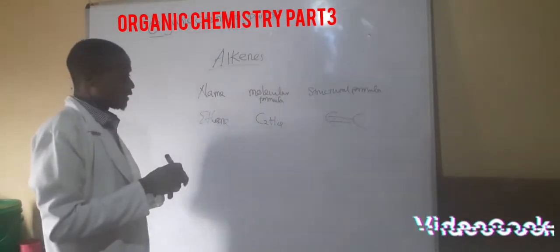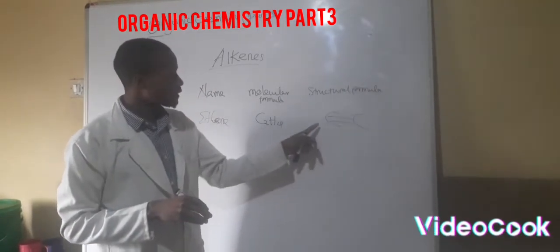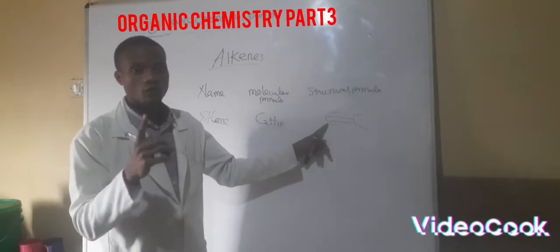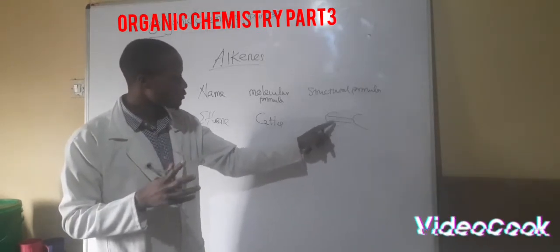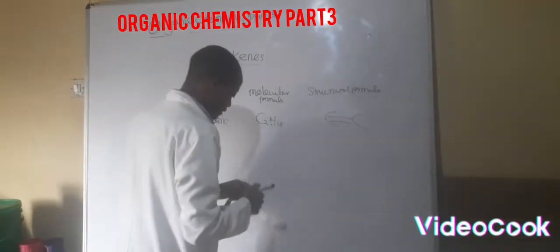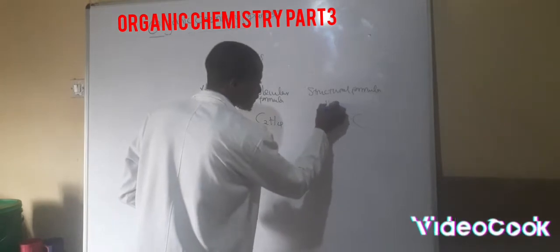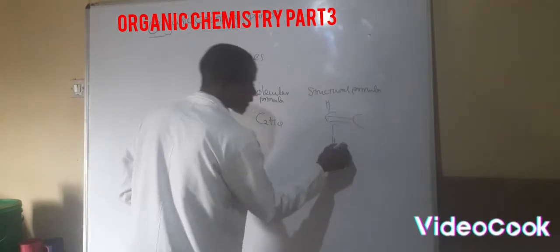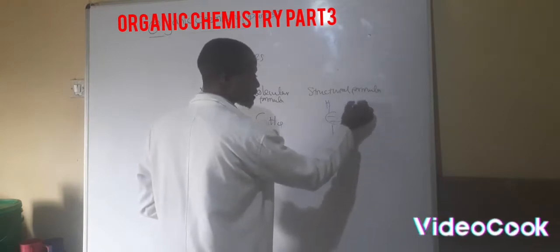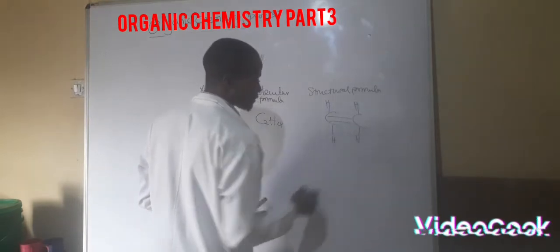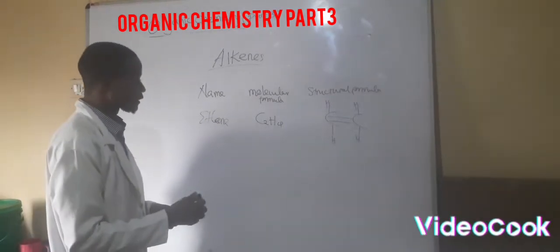Now earlier on, we said that carbon has the ability to form four bonds. So this carbon already has two bonds, which means it remains with two more to be stable. So we have hydrogen there. Again, the same applies to this one. It already has two bonds, and it remains with two more for it to be stable. So that is the structural formula for ethene.